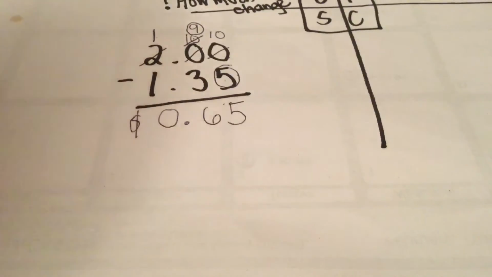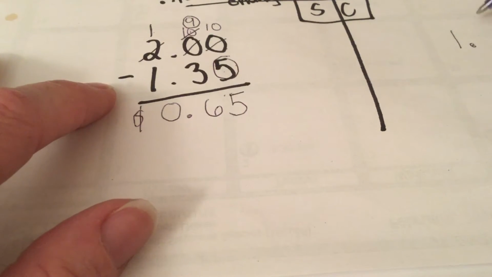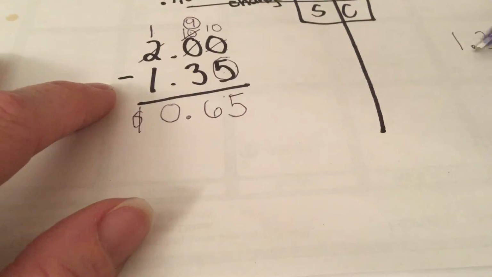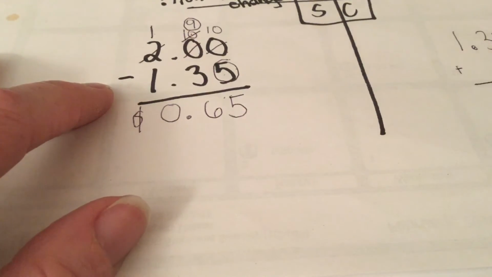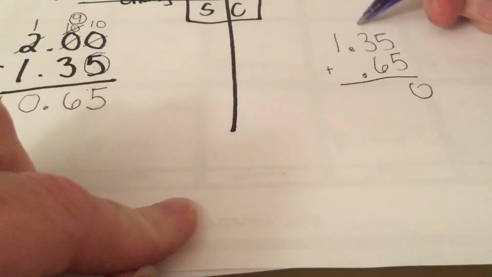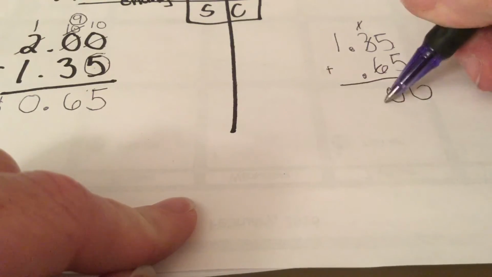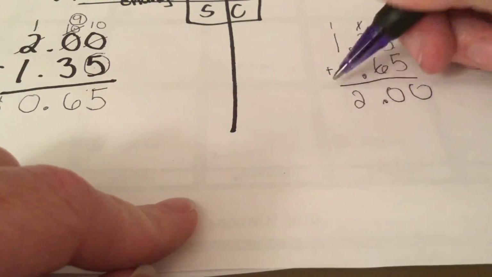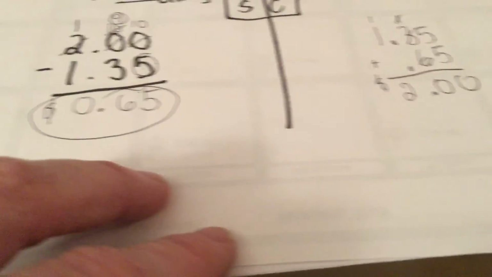And I'm going to check it. The opposite of subtraction is addition. So I'm going to put my $1.35 plus my 65 cents, and hopefully that will equal $2. 5 plus 5 is 10. 1 plus 3 is 4. 4 plus 6 is 10. And $2. So my answer checks out. So 65 cents is my answer.